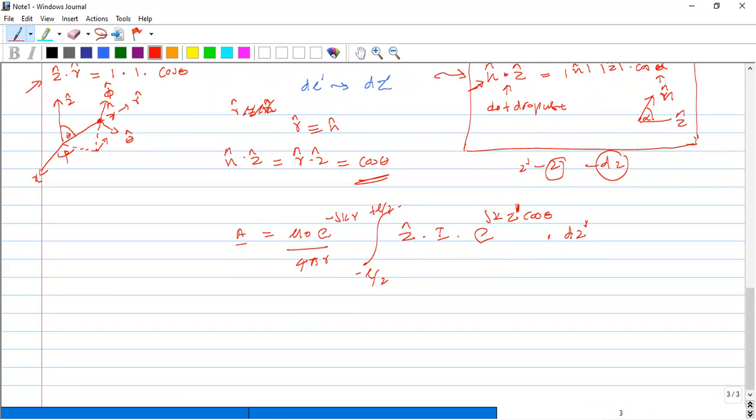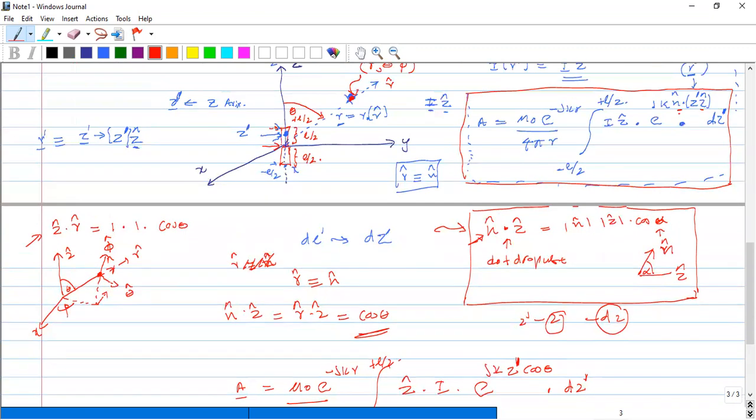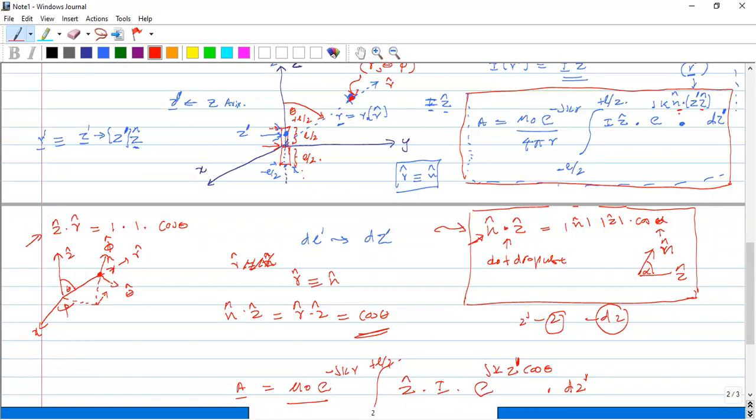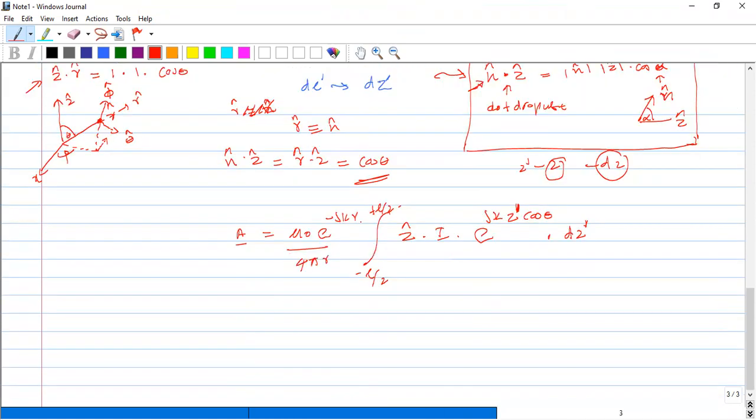So this z dash is the value on this conductor, the value on this infinitesimal dipole. The lower limit is minus L by 2 and the upper limit is plus L by 2, so it is a very, very small value. Because L is very much less than lambda, you can consider this z dash is limiting to 0.